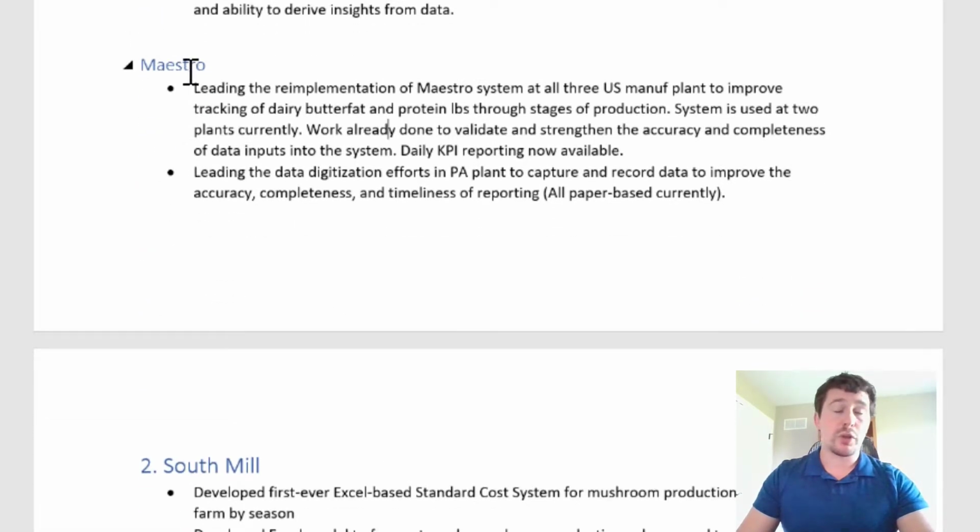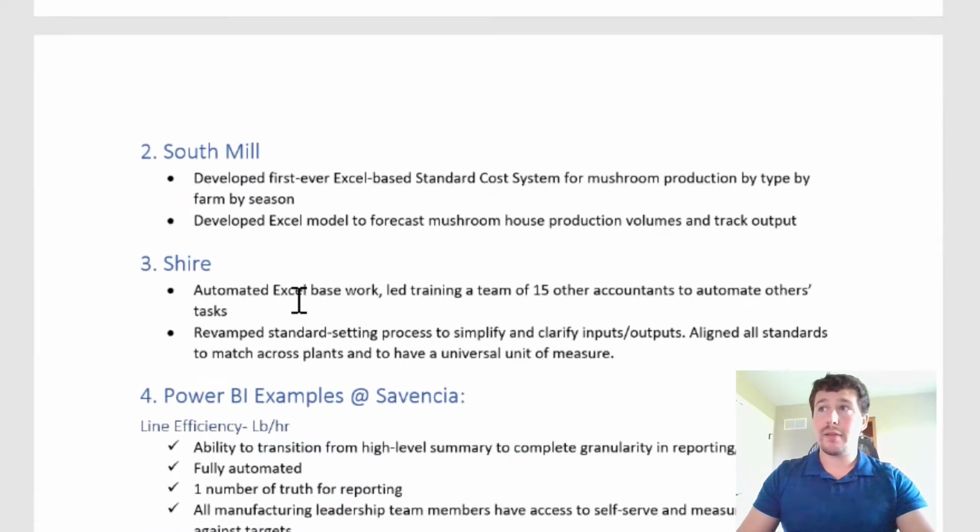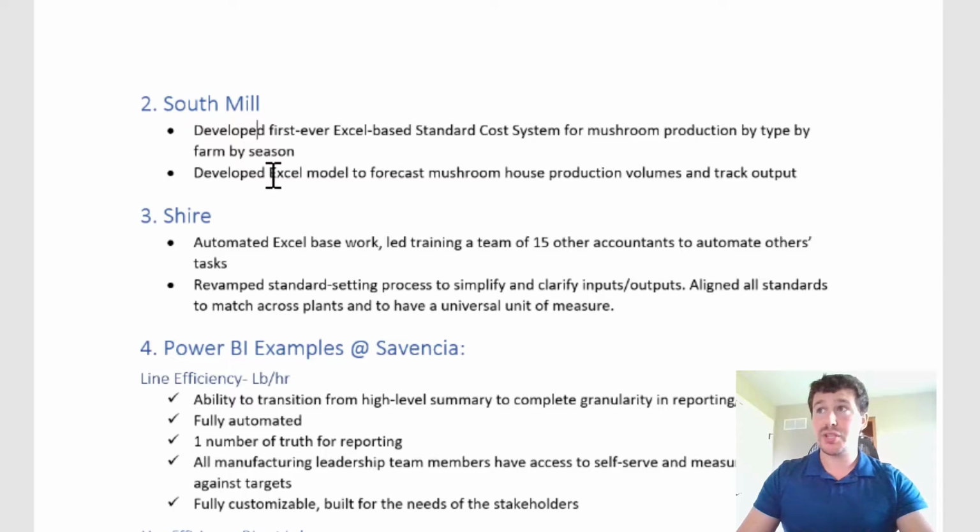Another system we worked on was called Maestro to track dairy components. And then my other experiences, I keep them short and sweet, just highlight the major big achievements. So someone can just read through, see that you have experience, you know what you're talking about, and that you can lead this sort of thing.